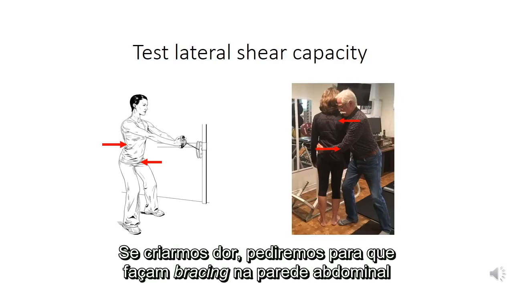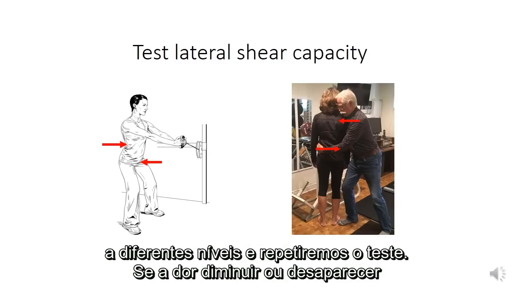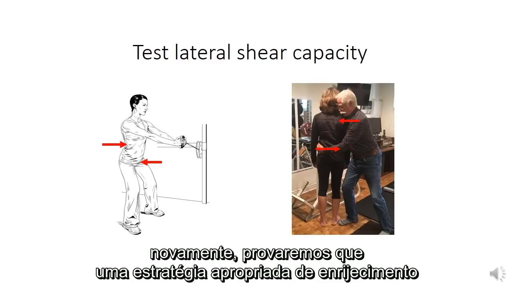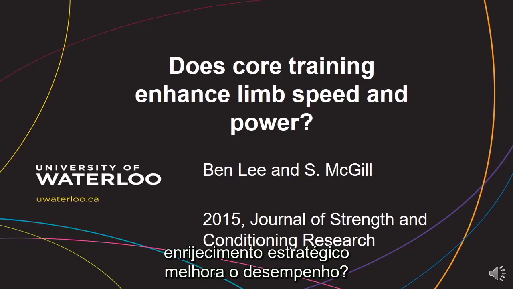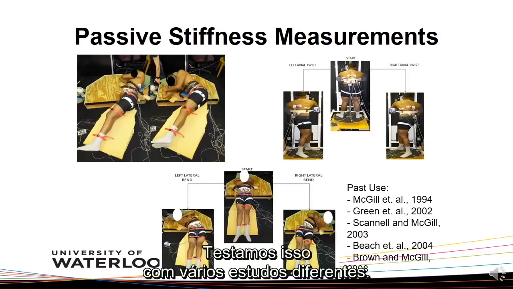If we create pain, we then ask them to brace the abdominal wall to different levels and repeat. And if the pain disappears or goes away, once again, we've proven that a stiffening, appropriately tuned strategy takes their pain away. Well, the next question is, does strategic stiffening enhance performance? We tested this in several different studies.